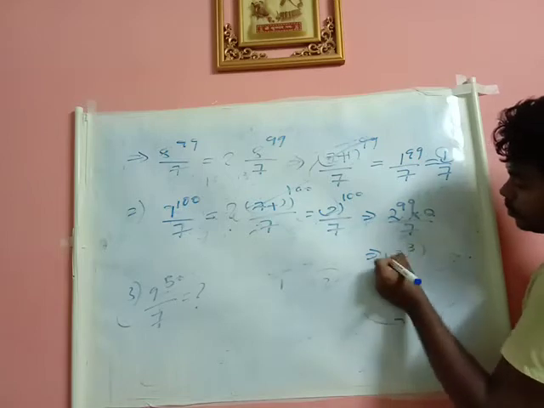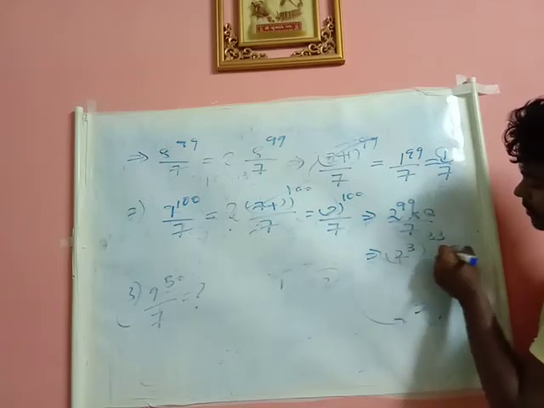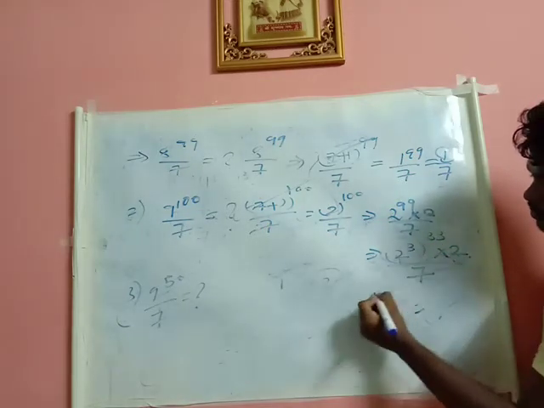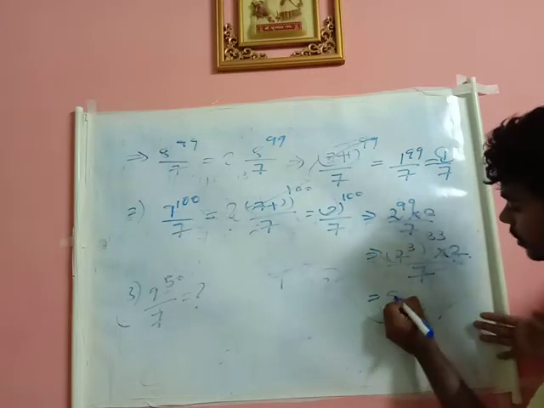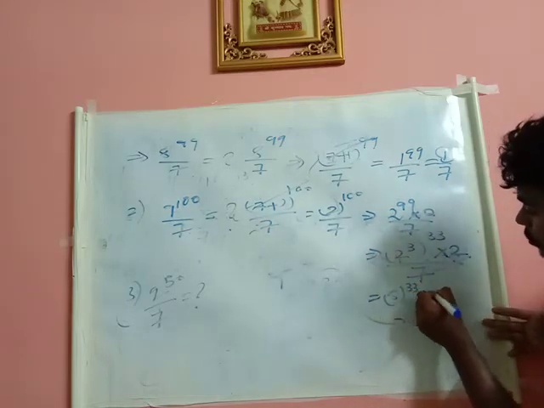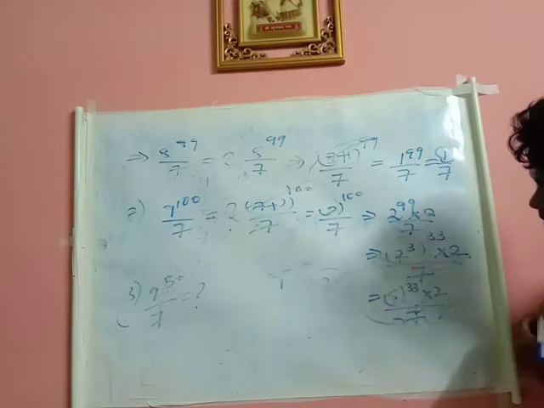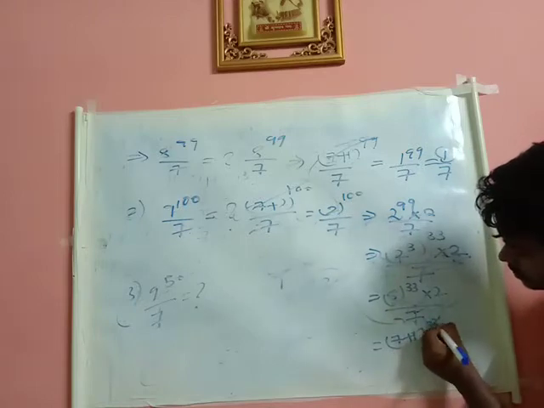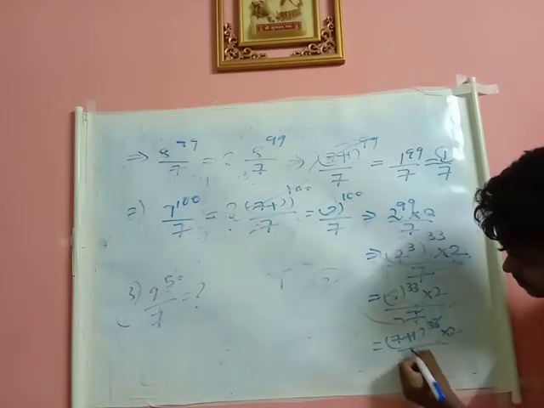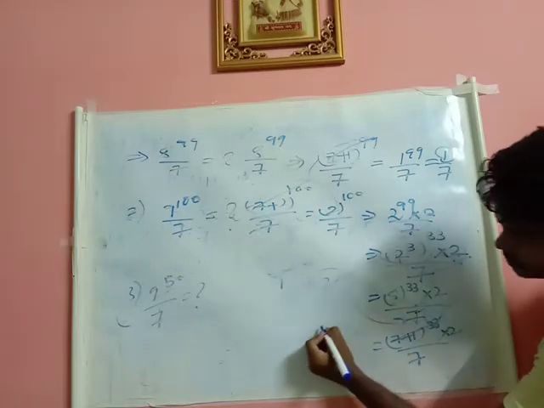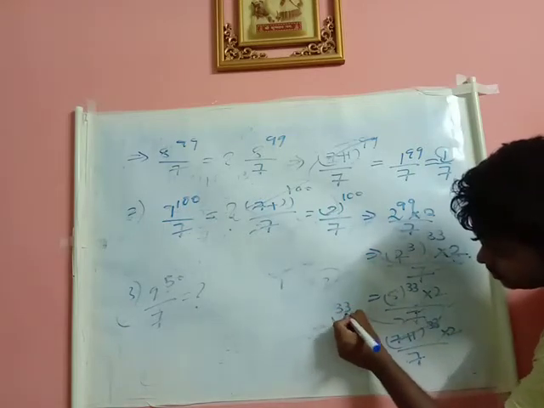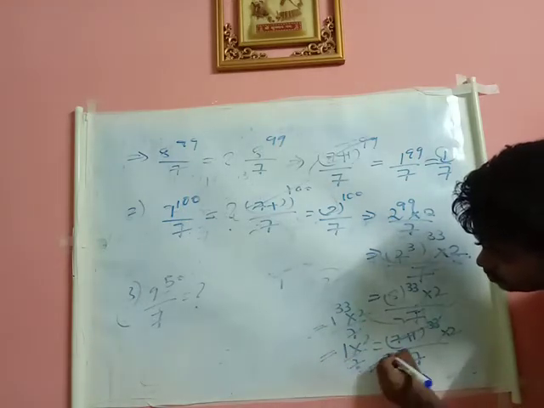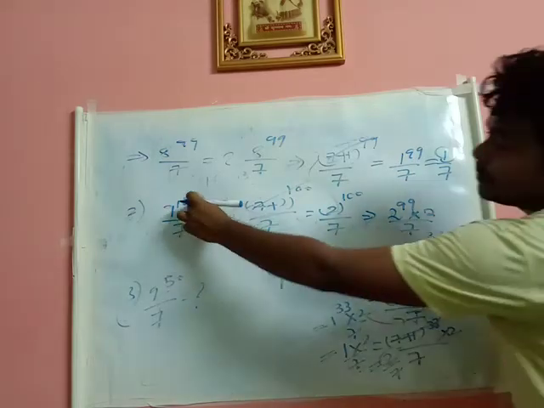Now see. Can I write (2 cube) whole to the power of 33 into 2 by 7? What is 2 cube? 8. So 8 power 33 into 2 by 7. Can I convert 8 to 7? I can: (7 plus 1) whole to the power of 33 into 2 by 7. So 7 power 33 will get cancelled. What is remaining? 1 power 33 into 2 by 7. 1 power 33 is 1, so 1 into 2 by 7, which is equal to 2 by 7. So 2 is the remainder of 9 power 100 by 7.